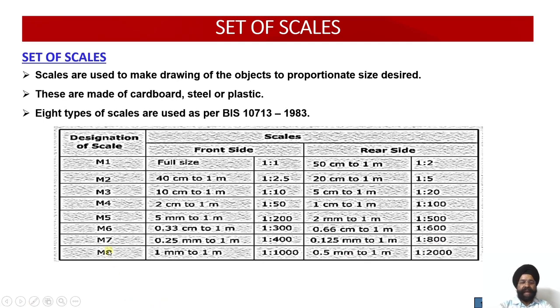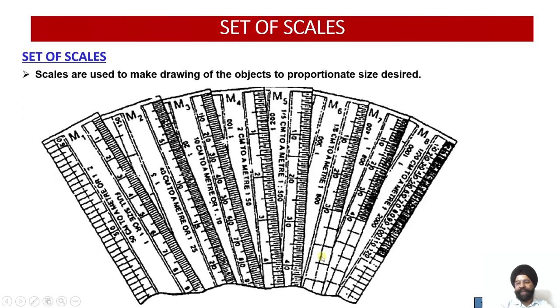Now you see how to use these scales. In the M8 scale, 1 meter will be represented as 1 millimeter. Similarly, on the other side, where 1 to 2000 reduction is there, 1 meter will be represented as 0.5 millimeter. So here you can see M1, M2, M3, M4, M5, M6, M7 and M8. On both these sides you can see the reductions are given, 1 is to 1000, 1 is to 2000.